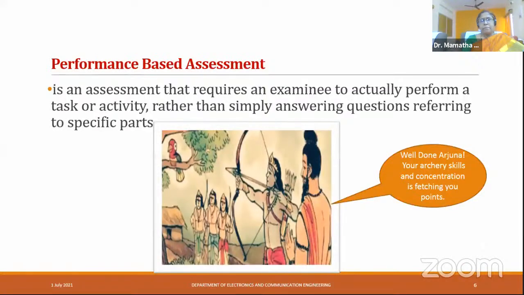Our performance based assessment needs a very deep involvement of faculty. It's not just giving question, getting answer book, and then writing some score and finishing it off. No, it's not that. See, for example, yesterday our principal sir also used this example, which I also had in mind. It's a very good example where Dronacharya is asking his students to hit the bird's eye using a bow and arrow. That was the task given to the students.